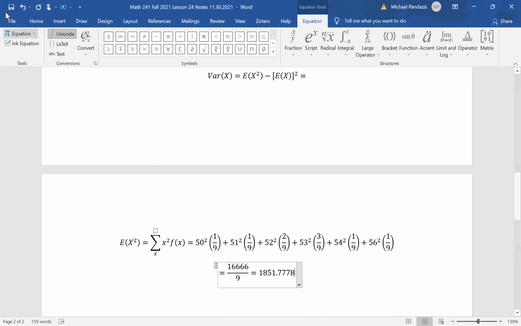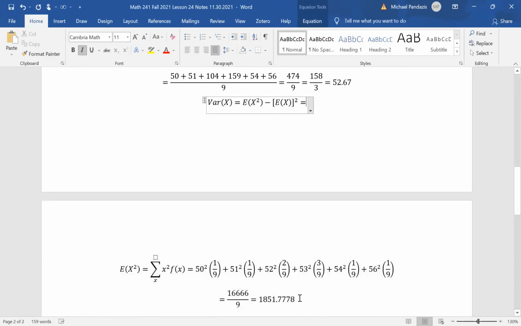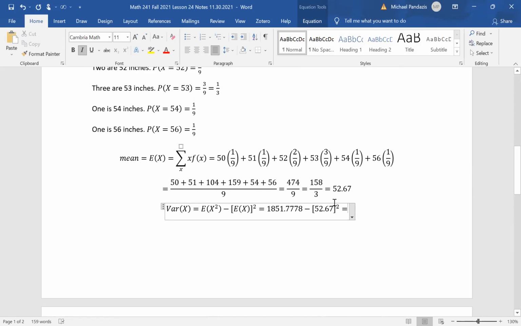Does that make sense? So the variance of X, which we already said is this, well, E of X squared is this number, and you subtract from it this number squared. And so then you subtract 52.67 squared.